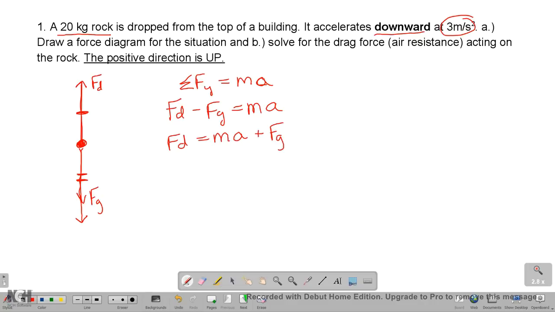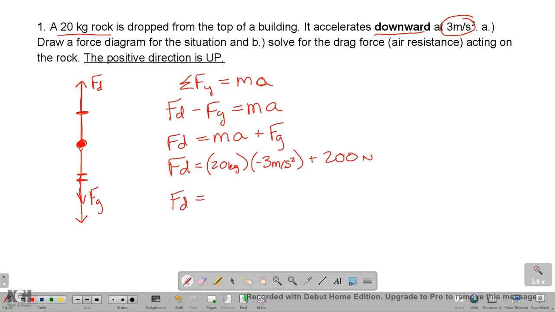Now when I put the numbers in here, you got to be careful because remember that it's accelerating downward, so that acceleration value is going to be negative. We've got 20 kilograms times negative 3 meters per second squared plus FG, which would be 20 times 10, which is 200 newtons.